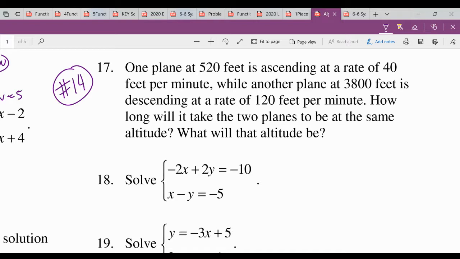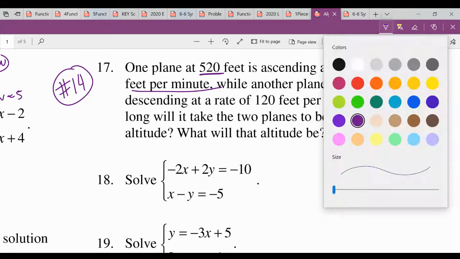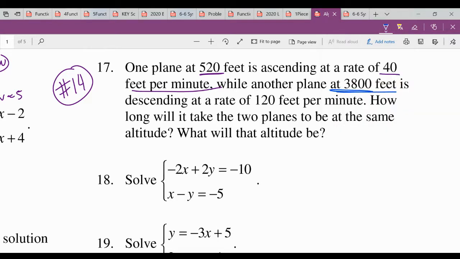So one plane at 520 feet is ascending at a rate of 40 feet per minute, while another plane is at 3,800 feet currently, and it's descending at a rate of 120 feet per minute. There are two things we're looking for here: how long it will take for the two planes to be at the same altitude, and what that altitude will be. I'm going to call that A.